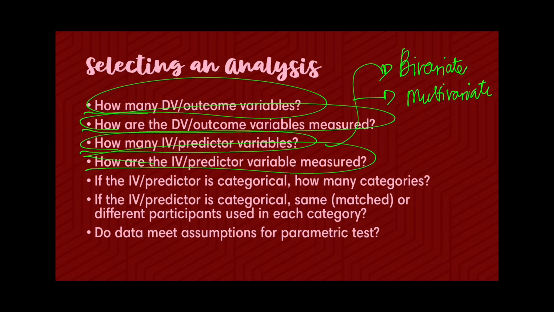So next question is, if the independent variable is categorical, no? So again, diba, it can be continuous or categorical. If it's categorical, are there only two groups? Because when it's only two groups, then there is a specific set of statistics that you can use for a two-group independent variable, and then there's also a specific set of statistics that you will use for three or more categories. And then next is, if the IV predictor is categorical, are they matched or same, or different participants used in each category?